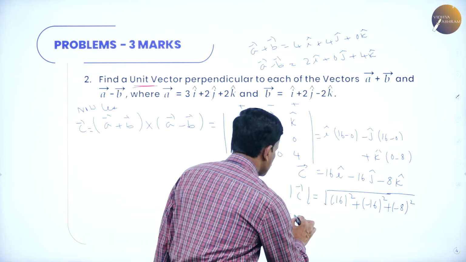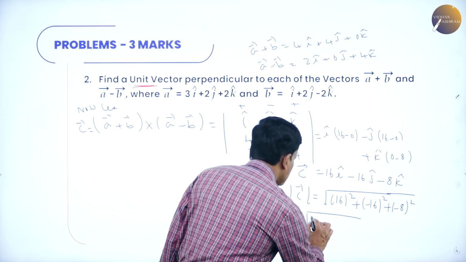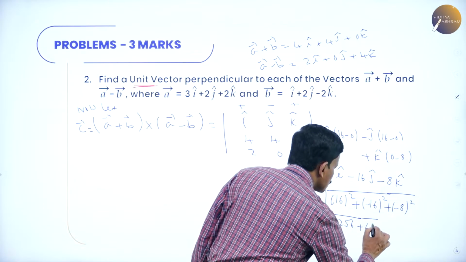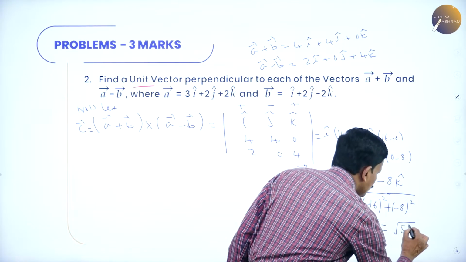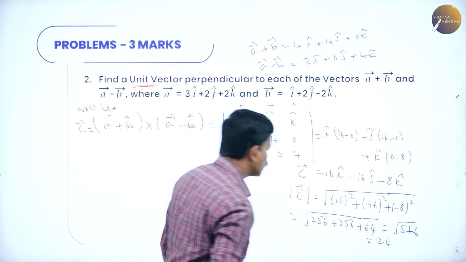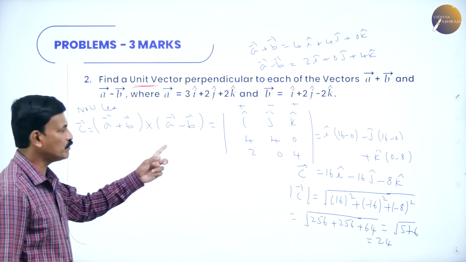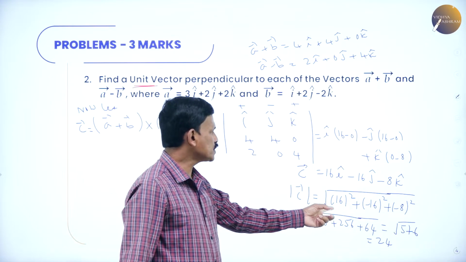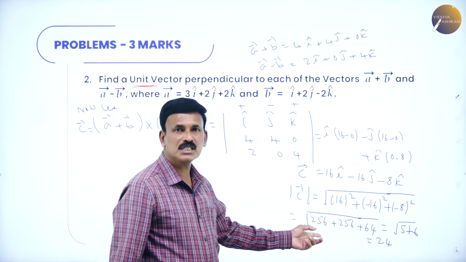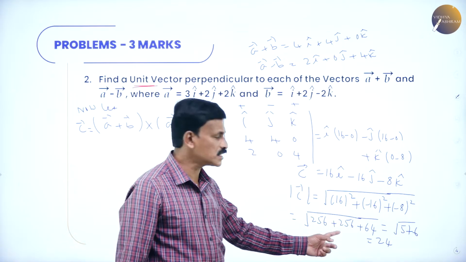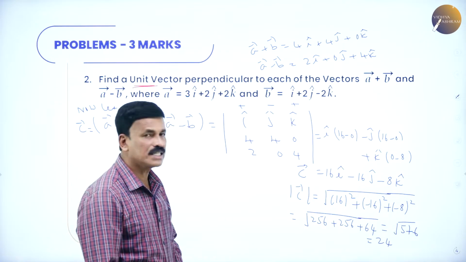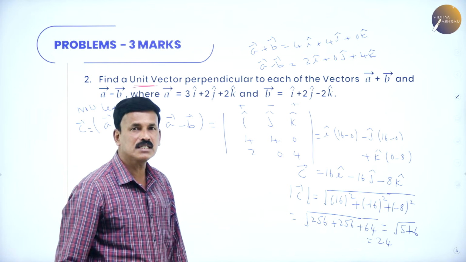So 16 square is 16 into 16, 256, plus again 256, plus 8 8s are 64. We are going to get 576. So square root of 576 is equal to 24. So the length of a plus b cross a minus b, that is C, is the square root of 16 square plus minus 16 square plus minus 8 square: 256 plus 256 plus 64 is the square root of 576, which is 24.